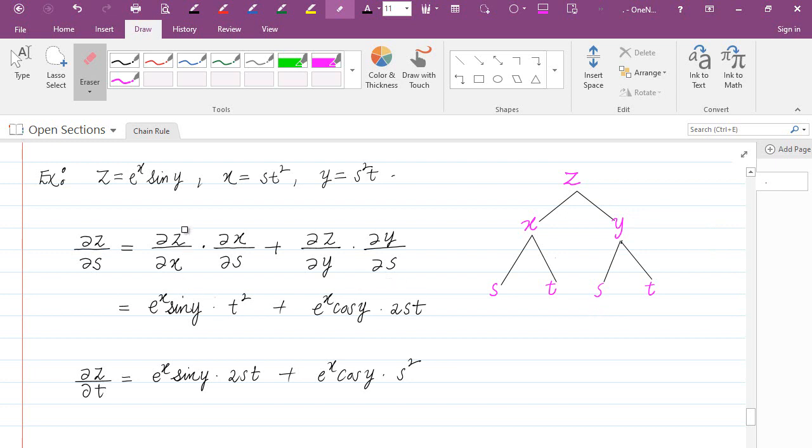So now, what's the partial of z with respect to x? Well, with respect to x, we get e to the x sine y. The partial derivative of x with respect to s would be t squared. The partial of z with respect to y would be e to the x cosine y. The partial of y with respect to s would be 2st.